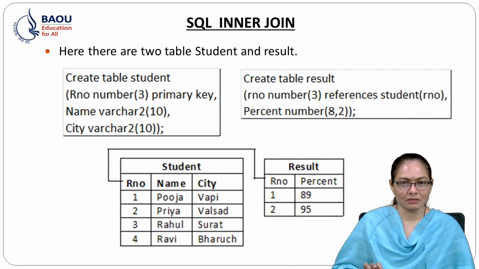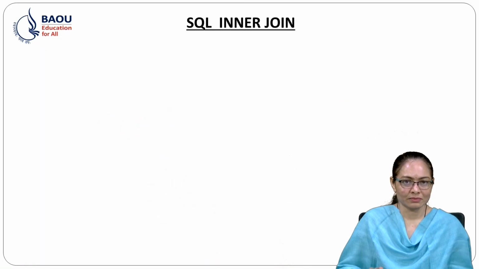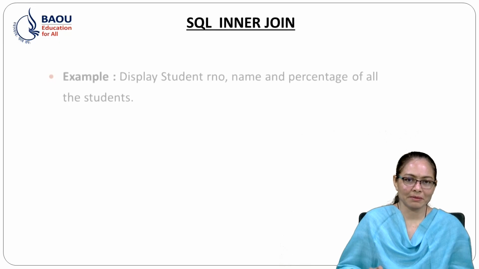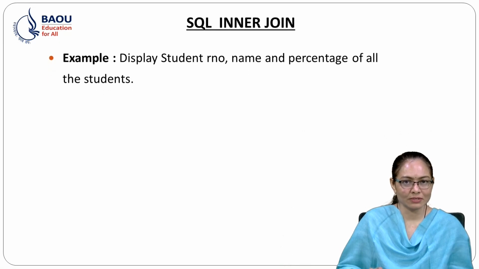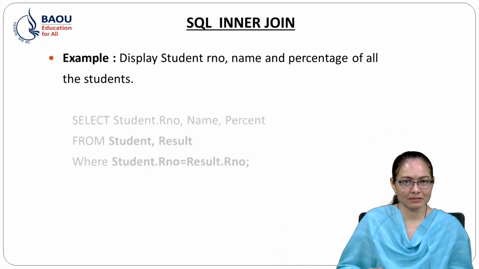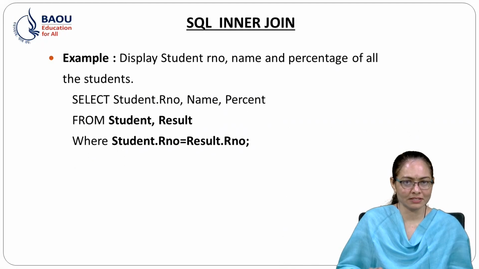So if we use a join query, then a relationship between the tables is necessary. Now see, let's learn the inner join using an example. Display the student roll number, name and percentage of all the students.